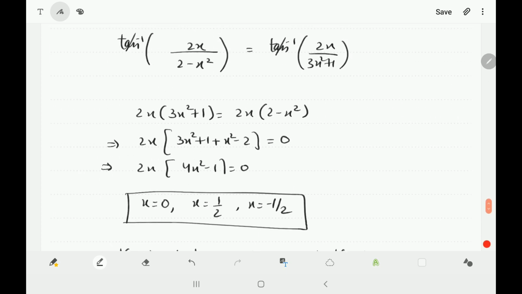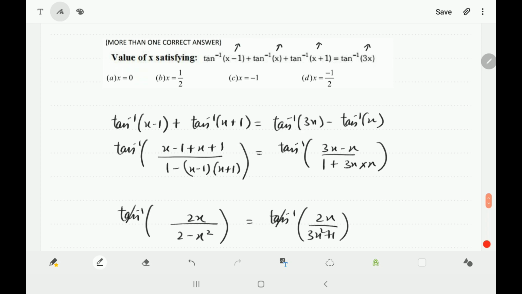So we have all these three solutions. So let's see which option it is. 0 is the solution, half is the solution, and minus half is the solution. So A, B, D are the answer of this problem.